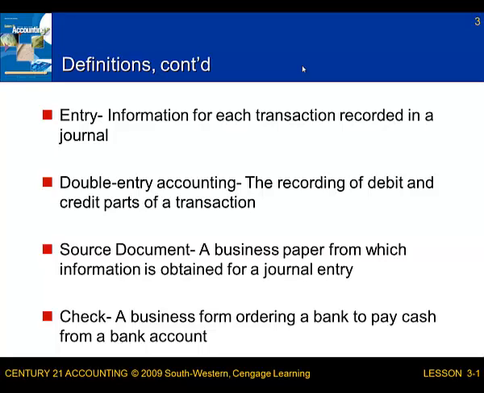A source document is a business paper from which information is obtained for a journal entry. And these are super important. Source documents are things like receipts or checks or anything we can use to cross-reference to make sure that what we're putting in the entry is important. A check is a form of source document, which is a business form ordering a bank to pay cash from a bank account. We may not think of it that way, but that's ultimately what a check is. It forces the bank to pay cash from a bank account.